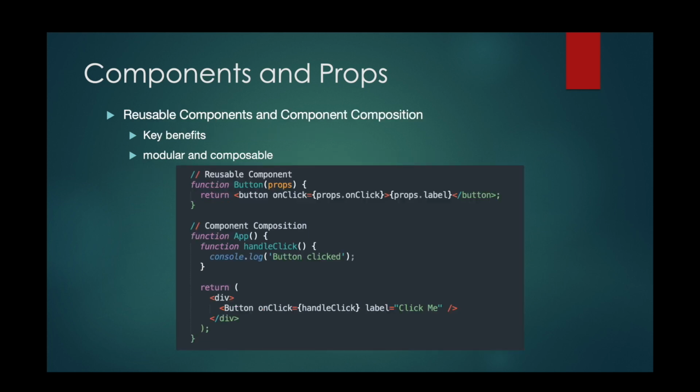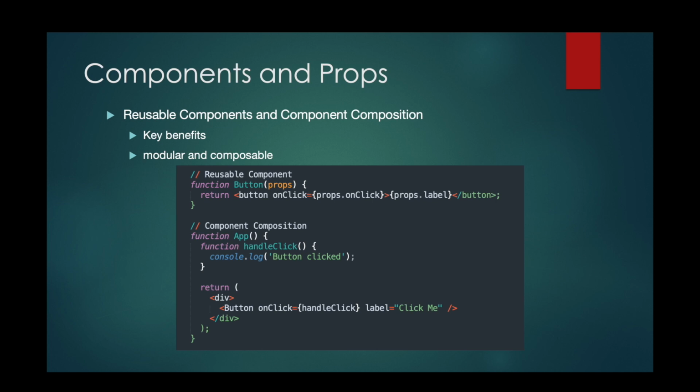Reusable components and component composition. One of the key benefits of React is the ability to create reusable components. By designing components to be modular and composable, you can build complex UIs from smaller reusable parts. If you look at this example, the button component is reusable and can be used in various parts of the application. The app component composes the button component by passing custom props onClick and label, making it flexible and reusable in different contexts.